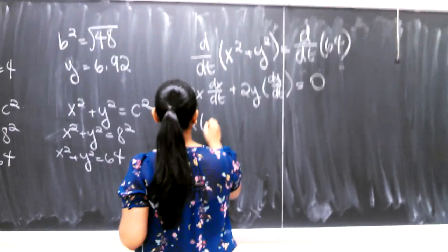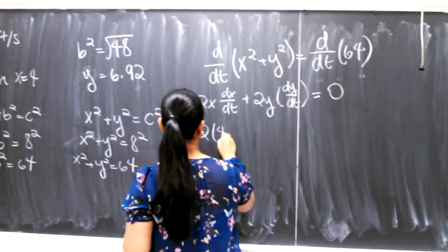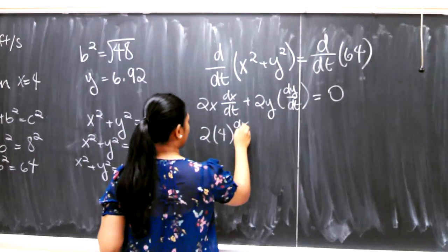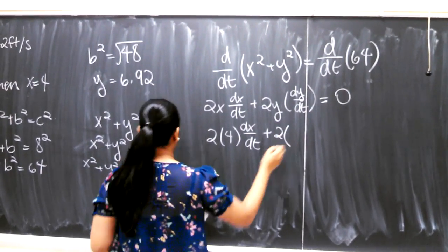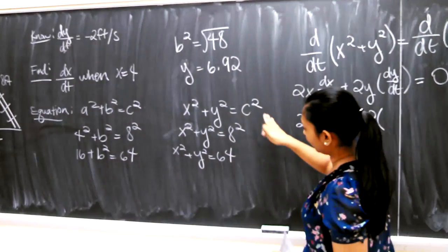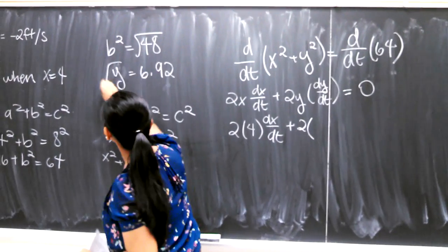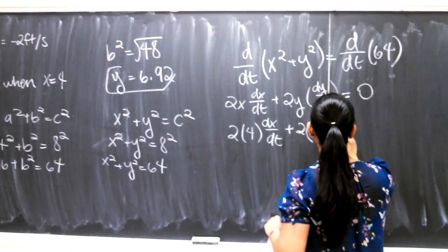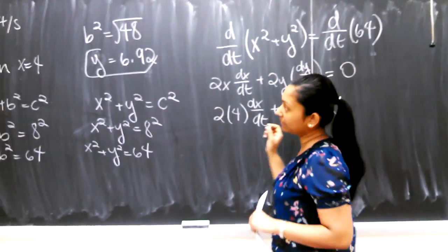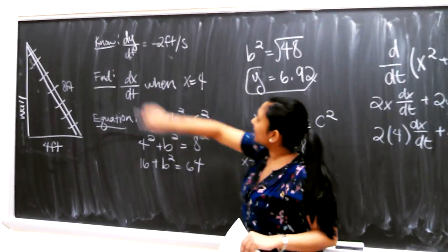So we know that x is equal to 4. We do not know what dx/dt equals. We know that y equals 6.92, and we know that dy/dt is equal to negative 2.